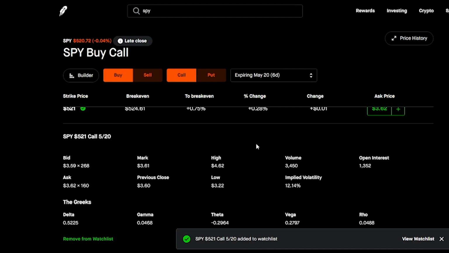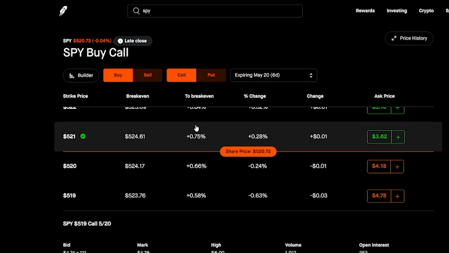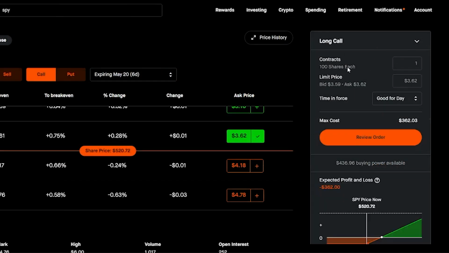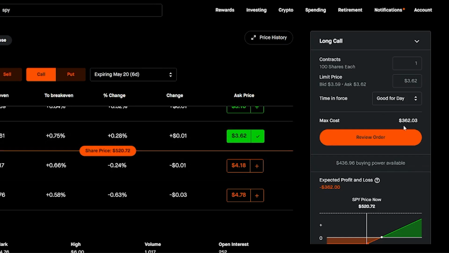Now, if we go back up here, right, and we click on the option just to close the detail page, say we want to go ahead and purchase this now, right? We would go ahead and click the plus sign, and you're going to see that it adds up over here on the right. It tells you what your max loss is going to be. So the contract is $3.62. But remember, with options, you're multiplying whatever the price you see here by 100. So the actual max loss is $362.03. Now the 3 cents is like a regulatory fee.